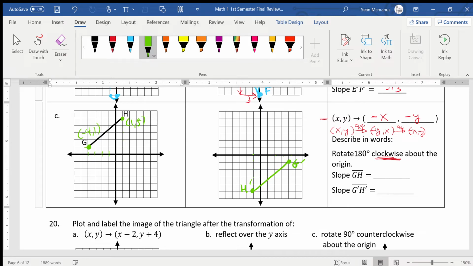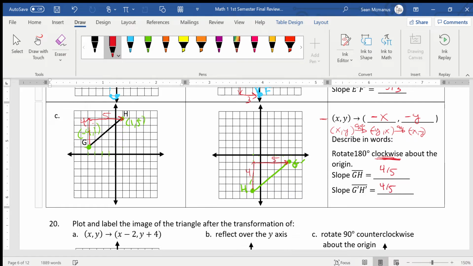And then it asks me for the slope. It went up 1, 2, 3, 4 and to the right 1, 2, 3, 4, 5. So my slope originally was 4 over 5. And from G prime to H prime, I can see it's going to be the same. It was up 4 and over 5.